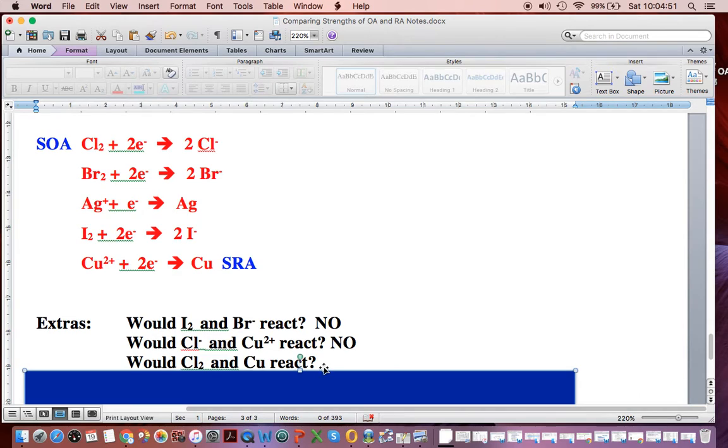Would Cl2 and Cu react? Cl2 and Cu are positioned like that, and that's a definite yes. Now, when we look at these, the Cl minus and Cu2+ and the Cl2 and Cu, well, those are reverse reactions. So if this reaction doesn't happen, flipping around, the other one has to happen. So a lot going on. You may want to watch this video more than once, because I think as you go through it, things will make more and more sense.